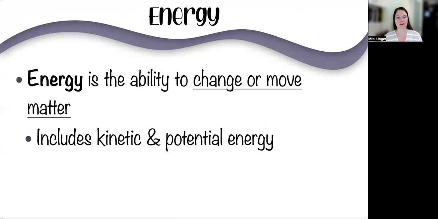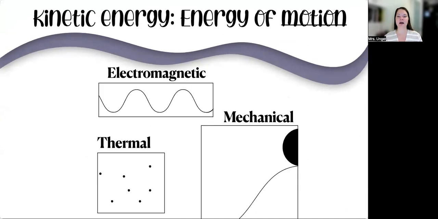And the 2 types that you need to be familiar with are kinetic and potential energy. When we talk about kinetic energy, we're talking about energy of motion. Kinetic energy happens anytime matter is actually in motion, and it can be in the form of electromagnetic energy, which is like sunlight and radiation. That is any type of energy that is traveling as waves.